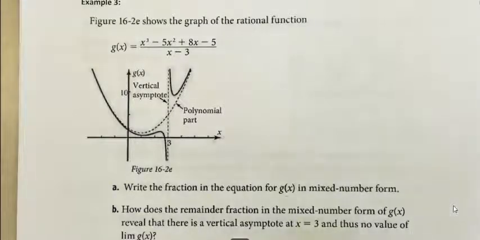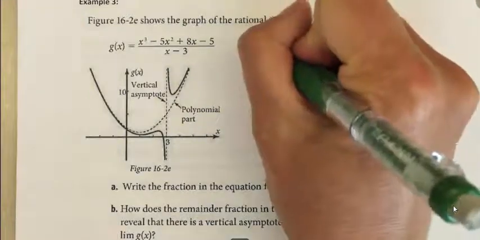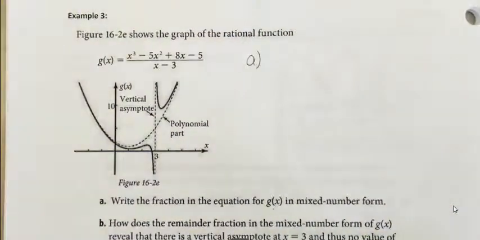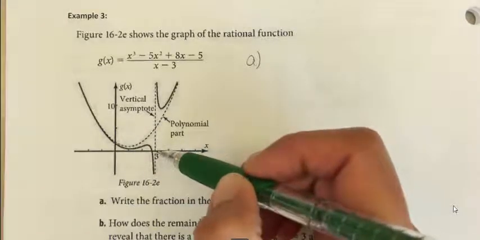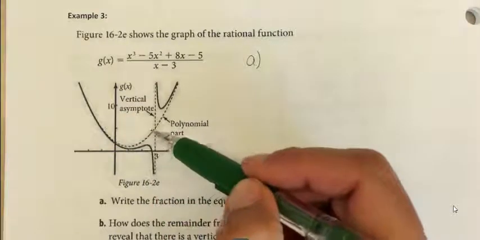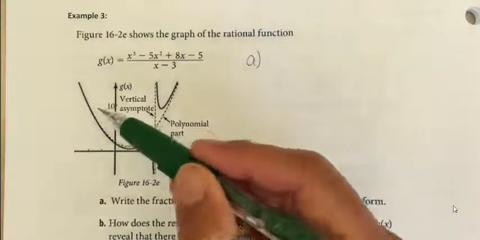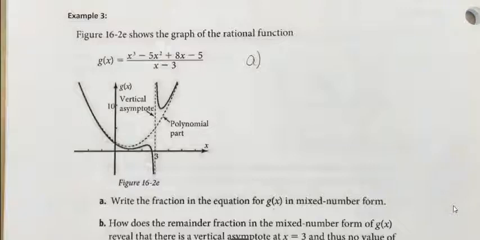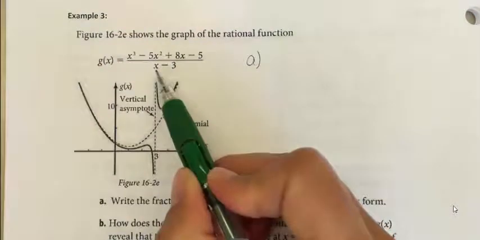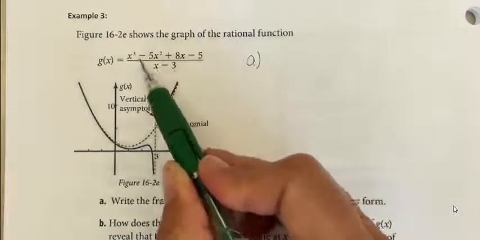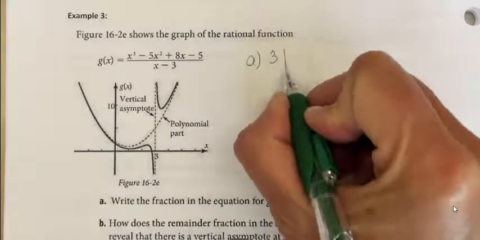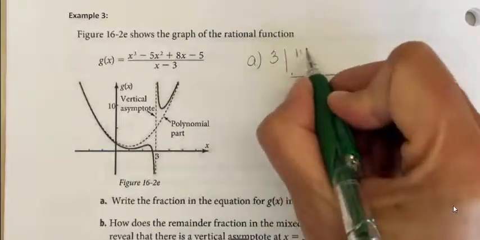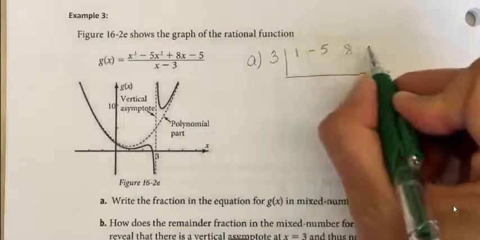I should have enough room to do this, but maybe I'll do part A up here, just to make sure. You notice here you've got some asymptotes, right? You've got that vertical asymptote at x equals 3, but you've also got this parabola-looking asymptote, which we call a slant asymptote or curved asymptote. That comes from when we divide x minus 3 into this. So we're going to do 3 into 1, negative 5, 8, negative 5.